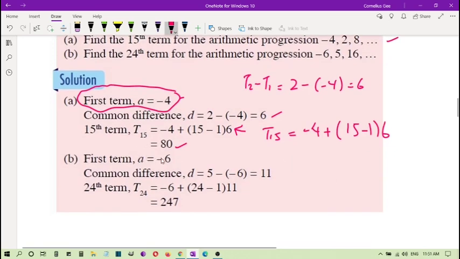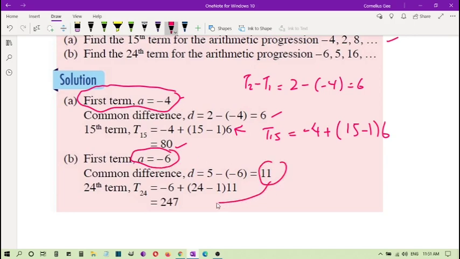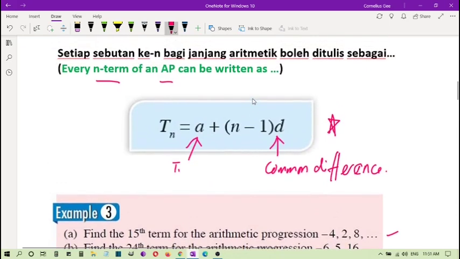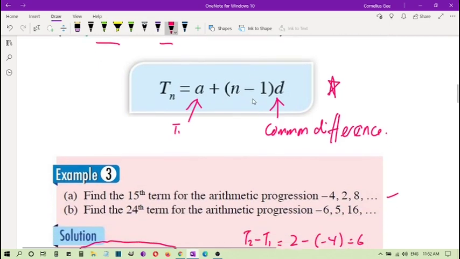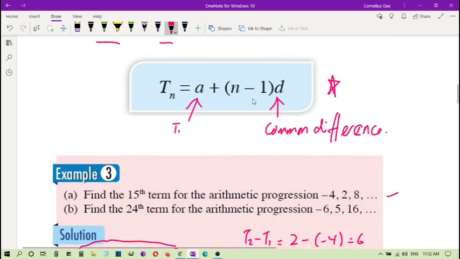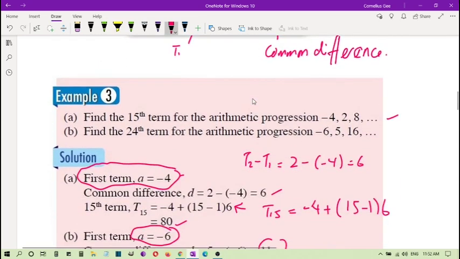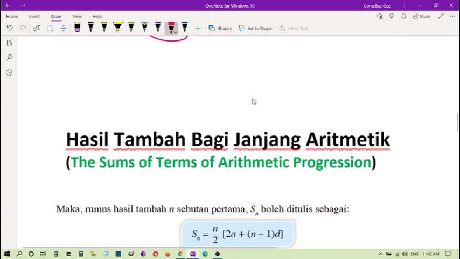The same story with the other example. Here the first term A is negative 6. The common difference is 11. Again, you substitute into this equation and you get the 24th term, 247. Alright, so that is how to use the sebutan for JA, or the nth term of every AP. You don't have to remember this because it's given in the formula list for your exam.